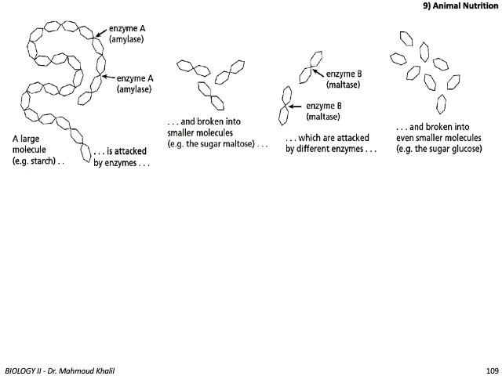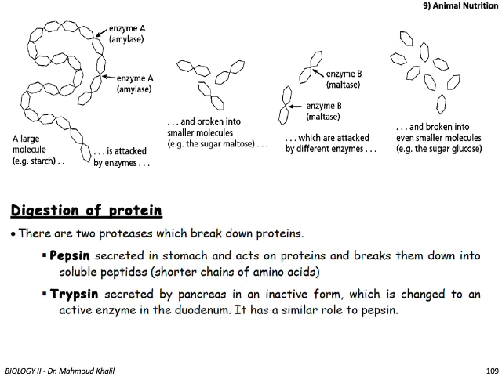In this figure, we'll summarize the processes that are already happening. If you think that this first figure is a large molecule, for example starch, it is broken down by enzyme A, which is the amylase. It breaks down into smaller units, which is the maltose. This maltose is attacked by a different enzyme and broken down into single units.